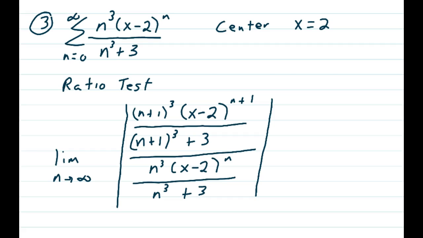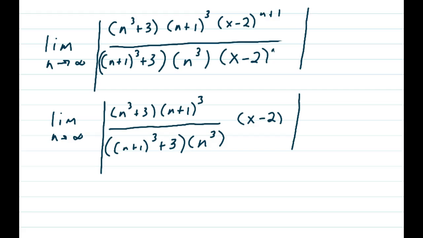Take the limit as n approaches infinity of the n plus 1 term over the nth term. So every time we see an n, we're going to replace it with n plus 1. So we get (n plus 1) quantity cubed, (x minus 2) raised to the n plus 1, over (n plus 1) cubed plus 3, over the original series, n cubed (x minus 2) to the nth, over n cubed plus 3.